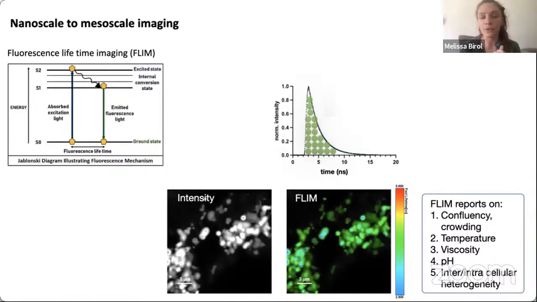And of course, we know that FLIM can give us information regarding the crowding, but also vesicular systems within the cell, like pH changes that we can monitor for these different systems.